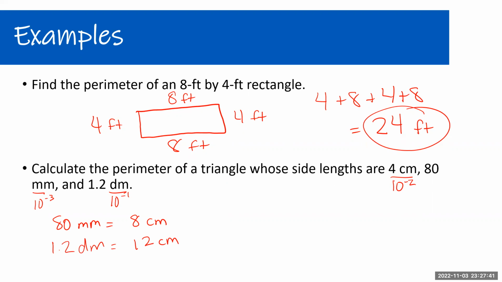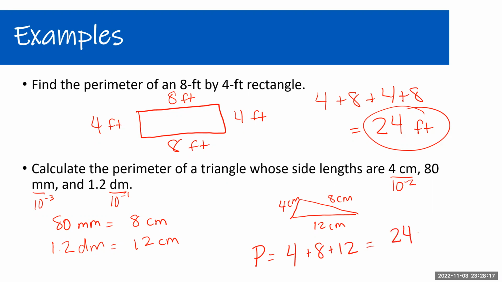Okay, so now that we know we have a triangle, we have sides of 4, 8, and 12. I am in no way going to draw this to scale. But let's say this is 4. Let's say this is 12. And let's say this is 8. Those are probably backwards, but we can use our imaginations here, right? 4, 8, and 12. These are all centimeters. And the perimeter, we just add up the sides. So 4 plus 8 plus 12, and that is going to give us 24 centimeters. Coincidentally, the same number as above.